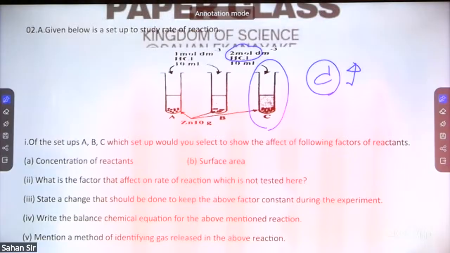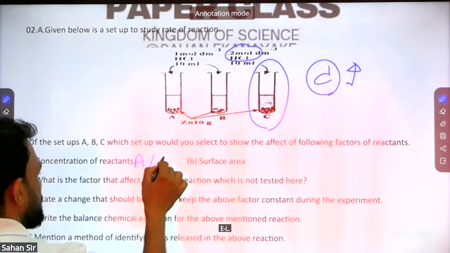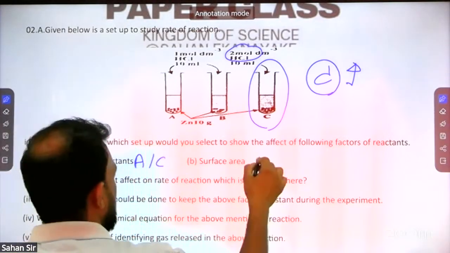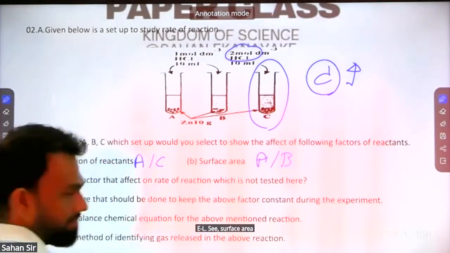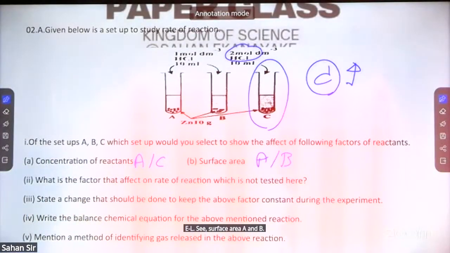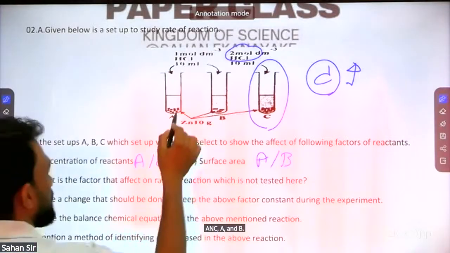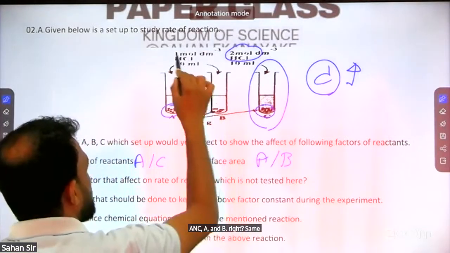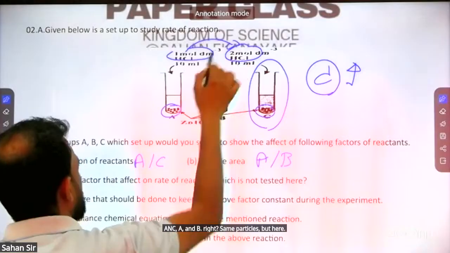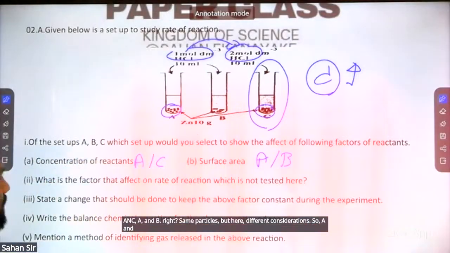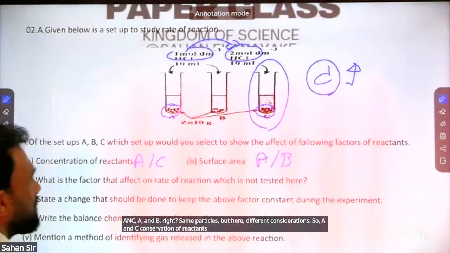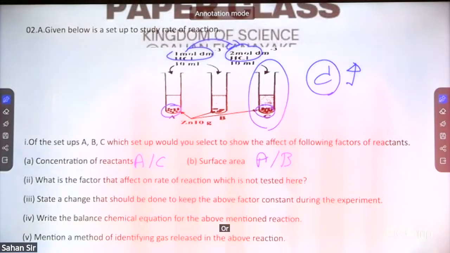A and C. Surface area, A and B. Same particles, but here different concentration. So A and C for concentration of reactants, surface area on A and B. What is the factor that affects the rate of reaction that is not tested here? Temperature.